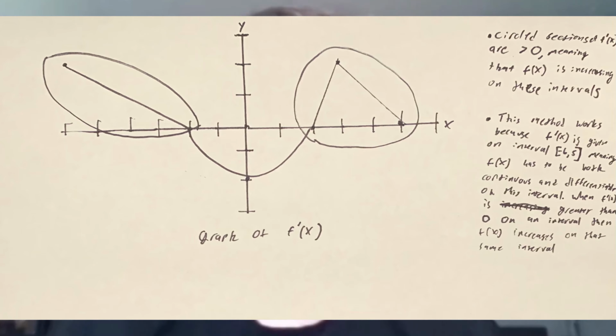So, for the math question, we know that f prime is given on the interval of -6 to 5, and we know that's going to mean that f is going to be continuous and differentiable on that interval. Because of that, we know that f is going to be increasing on the intervals where f prime of x is greater than 0. That means that f is increasing on the intervals of -6 to -2 and 2 to 5. You can see that if you look on the graph.